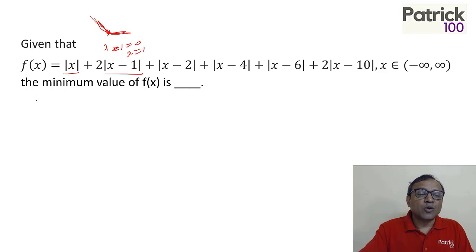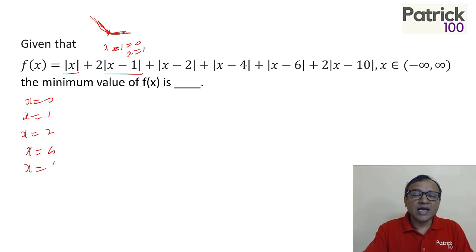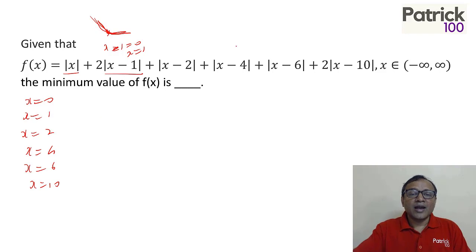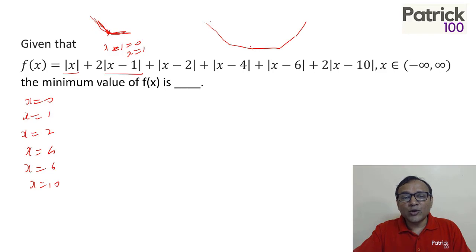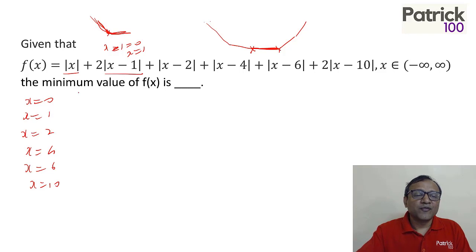To check these points, normally you put x equal to 0, 1, 2, 4, 6 and 10. The curve normally becomes like this, and you get one point or two points of minimum. For example, I put x equal to 0. What do you get? 0 plus 0 minus 1, 1 into 2 is 2, then 4, 6, and 10 into 2 is 20. If you add this up, you get 34.